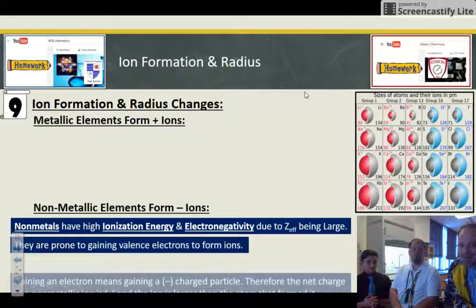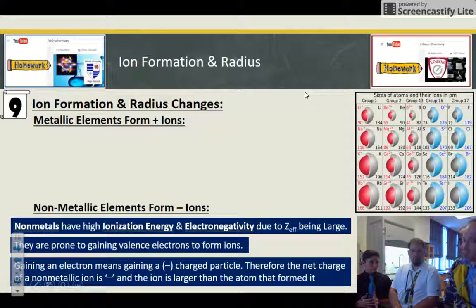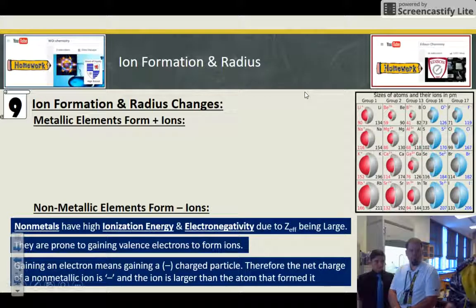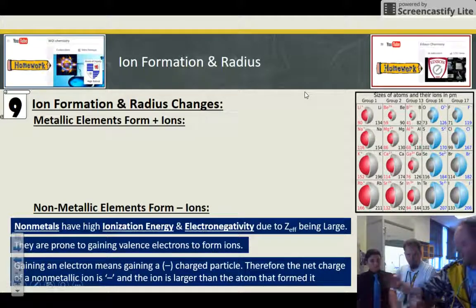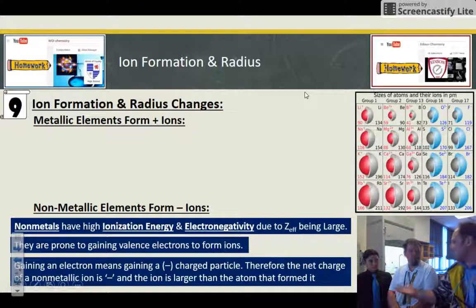And non-metallic elements is the opposite. Correct. These have very high ionization energies and electronegativities due to having very large effective nuclear charges. And therefore, they're prone to stealing or gaining valence electrons from other atoms and forming ions that way. Since they're gaining an electron, it means they're picking up a negatively charged particle from somewhere, which puts the balance of protons and electrons out and in favor of the electron. So nonmetals form negative ions, and when you're soaking up electrons from somewhere else, you're adding them to the valence shell. All the other ones spread out a little bit to accommodate them, and the ions get larger.